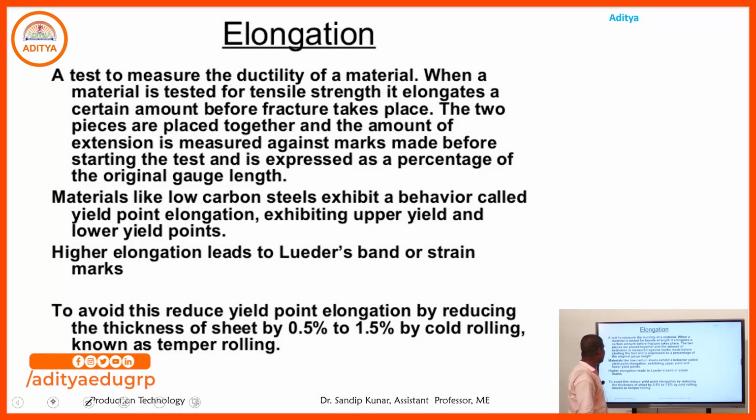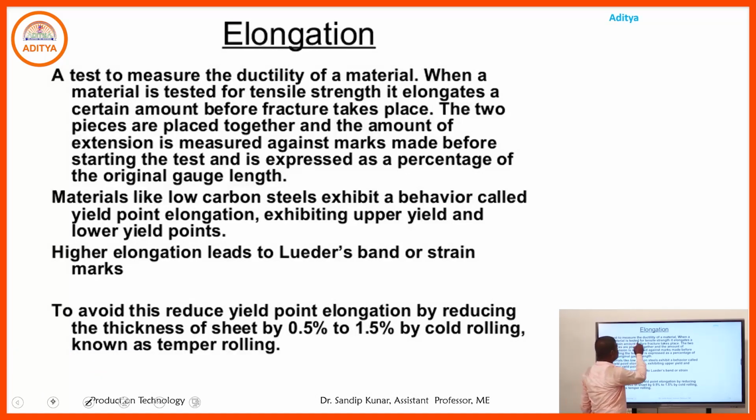Elongation. If we are producing for elongation purposes, ductility of the material is necessary. Ductility is the property of a material by which it can be drawn into wires. When we test it in tensile testing, the material elongates a certain amount before fracture takes place. If we provide the tensile force, the material will be elongated, and after a certain time it will fail.